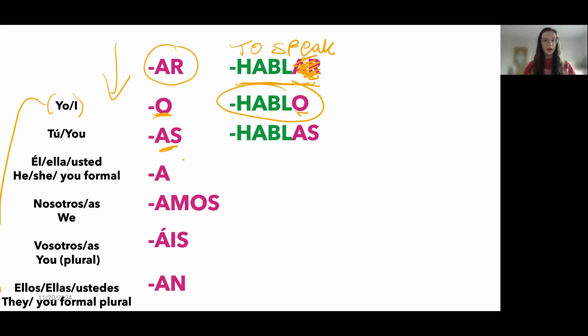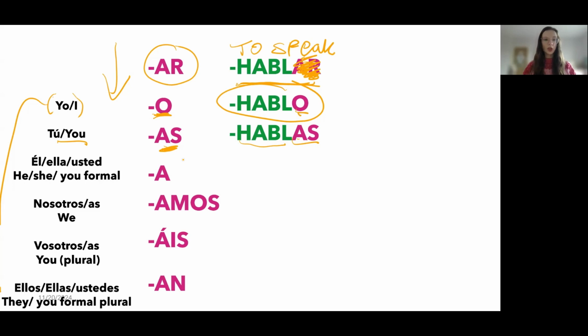Do you speak Spanish? What I did is I just crossed off my ending again. I was left with the stem. I added the ending for the you, as, hablas. So what would he or she speaks Spanish be?